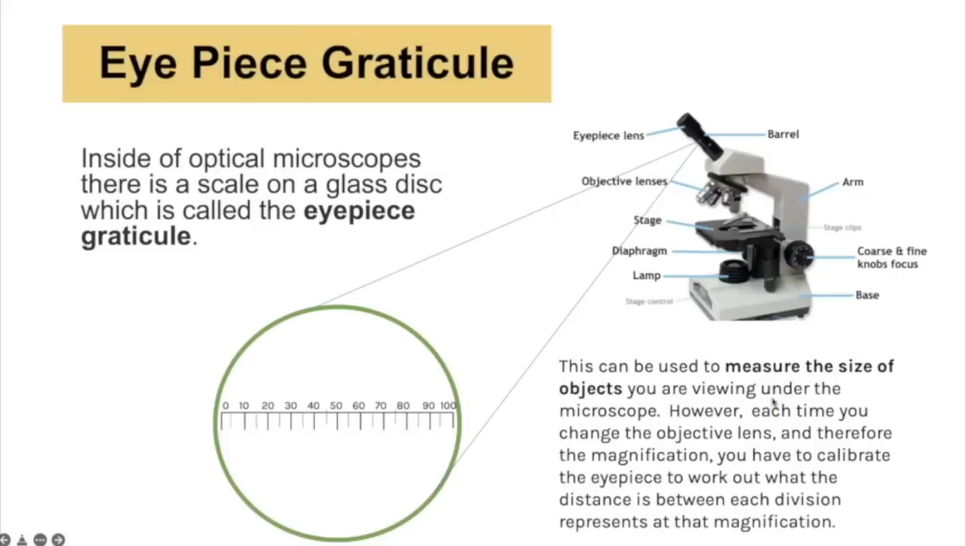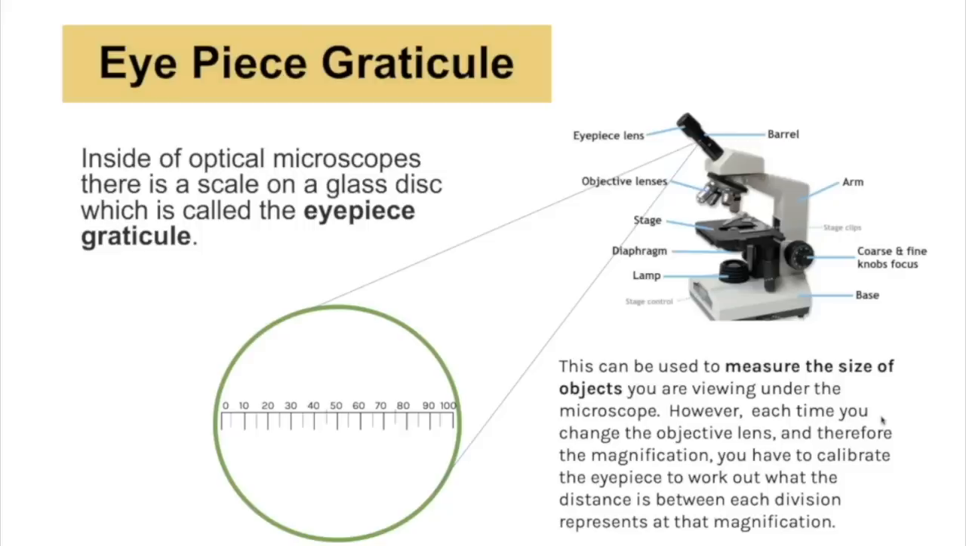You might also need to be able to measure the size of a specimen using the eyepiece graticule. And inside of the optical microscope, there is a scale on a glass disc, which is called the eyepiece graticule. So it'd be just here within that eyepiece. And this can be used to measure the size of objects you're viewing under the microscope.